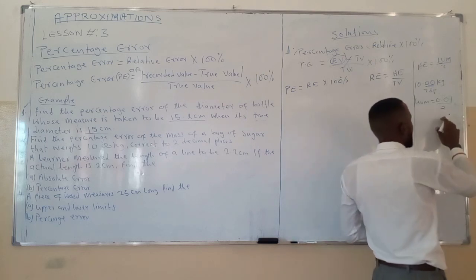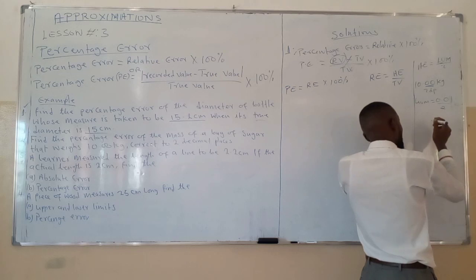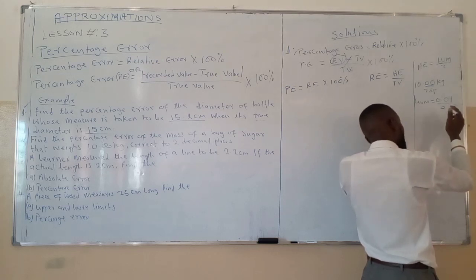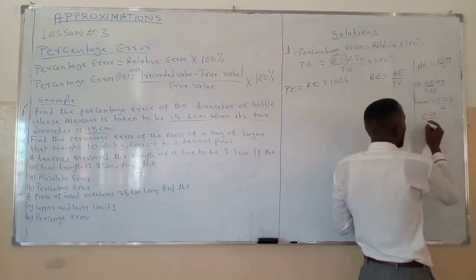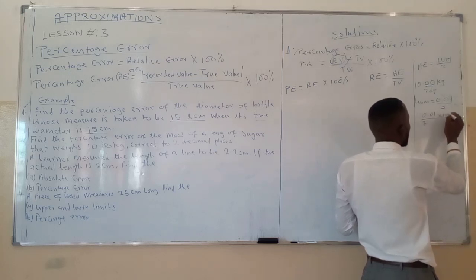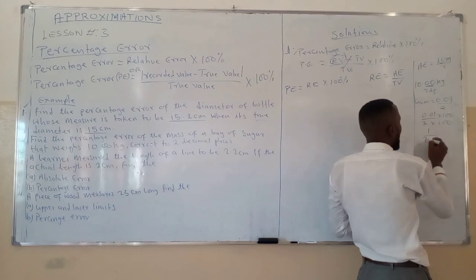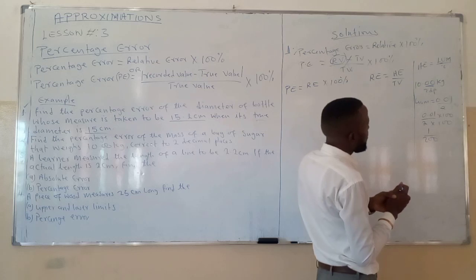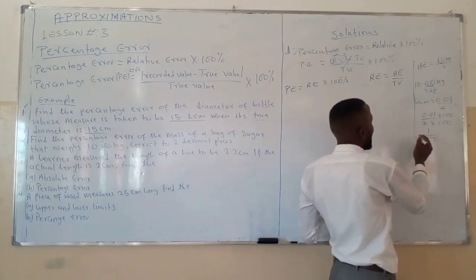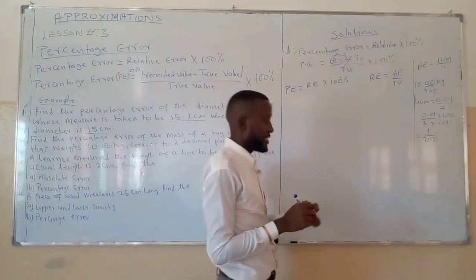So what do I do next here? I need to divide this by 2. So how do I divide this by 2? I'm just going to multiply both sides by 100. So it will be 0.01 divided by 2, multiplied by 100, so that I can get rid of the decimal place. So I have 1 over 200. Okay, so 1 over 200 is what I have. Now this is the absolute error. Of course, you can leave it there or write it in decimal form.